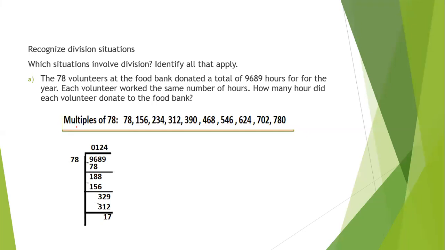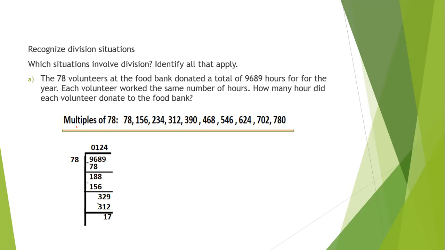Recognize division situations. Which situations involve division? Identify all that apply. Number E: the 78 volunteers at the food bank donated a total of 9,689 hours for the year. Each volunteer worked the same number of hours. So how many hours did each volunteer donate to the food bank?